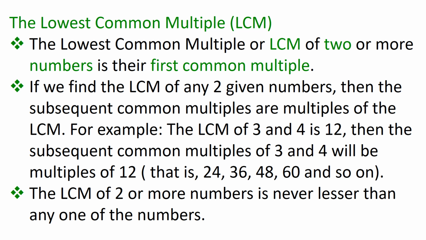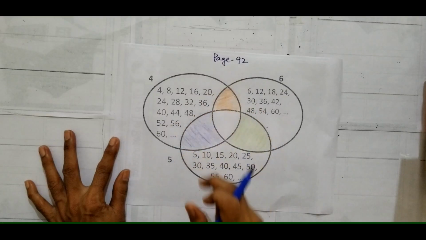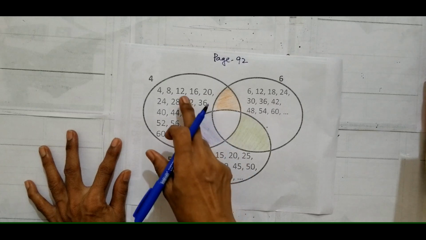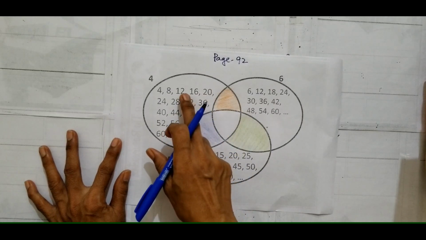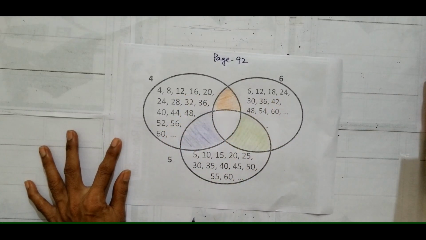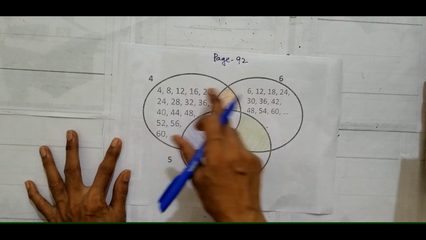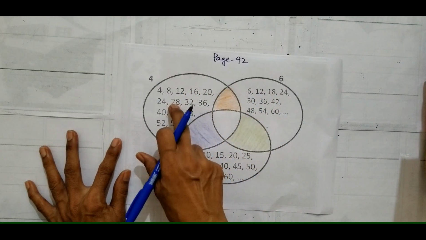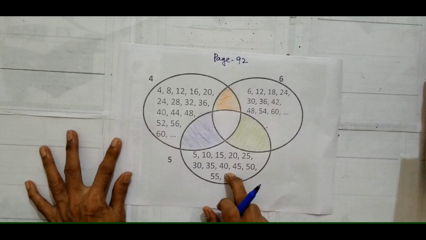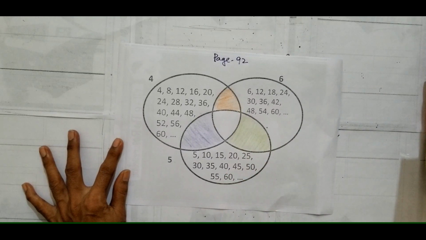The LCM of two or more numbers is never lesser than any one of the numbers. Page number 92. Let us find the common multiples and LCM of 4, 6 and 5 through circle diagram. I have drawn three circles here for 4, for 6 and for 5 to write the multiples of these three numbers. You can see four intersection paths.